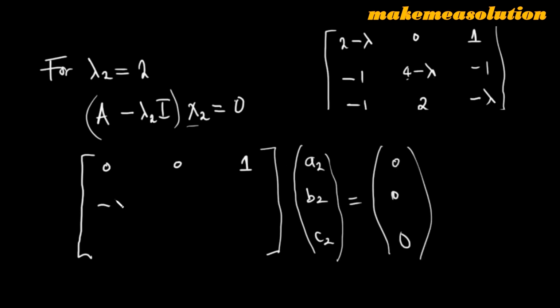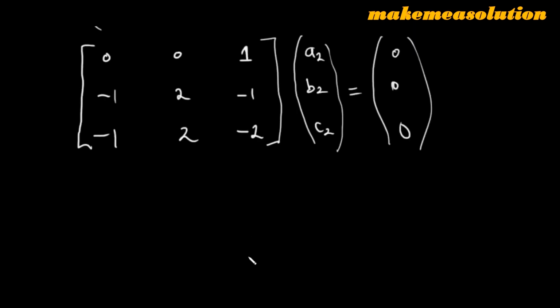So here is minus 1, here is minus 1. Then 4 minus lambda, 4 minus 2 is 2. Then you have 2 here, and then minus 1. And minus lambda is going to be minus 2, since we are working with lambda equal to 2. So we have this system, and as before, you can just expand it. 0 times a2 is 0. We have 0 plus 0, then plus c2 equal to 0.